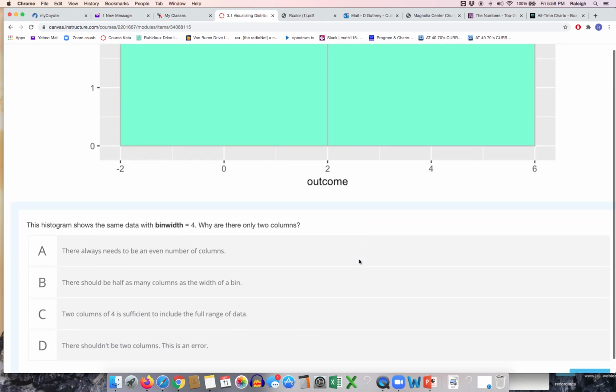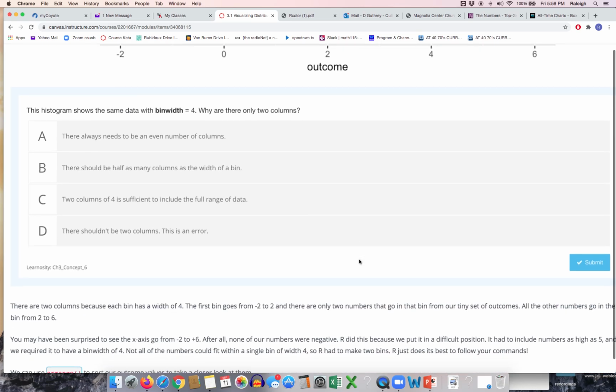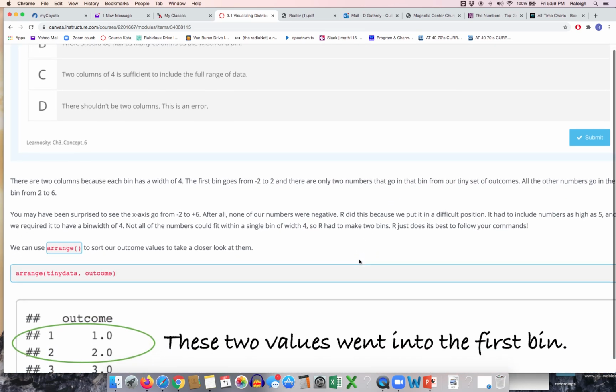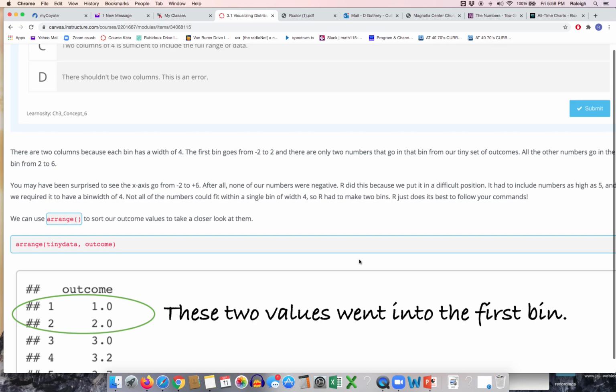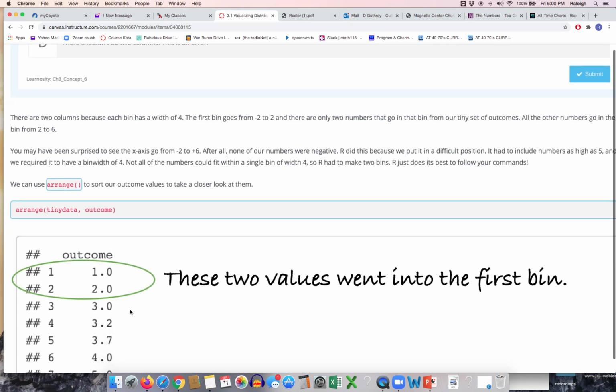Well, why are there only 2 columns? Well, we just have such big bin widths. The data is spread out, so it just isn't going to work out so well that way. So we have 2 columns with a width of 4, and they do talk about what I just said, going from -2 to 2. And there's only 2 numbers that go into that bin for our tiny set of outcomes. So those are the smaller numbers. In fact, they point at them right here. The 1 and the 2 fit in that first part of the diagram that came along, the histogram.